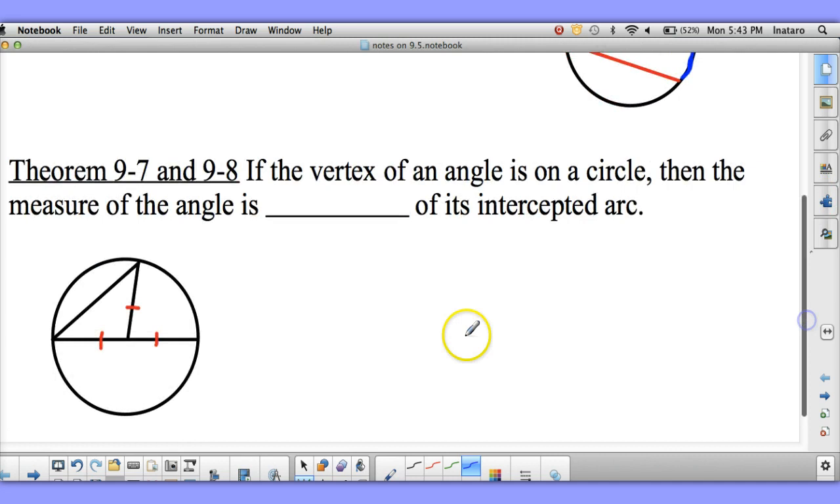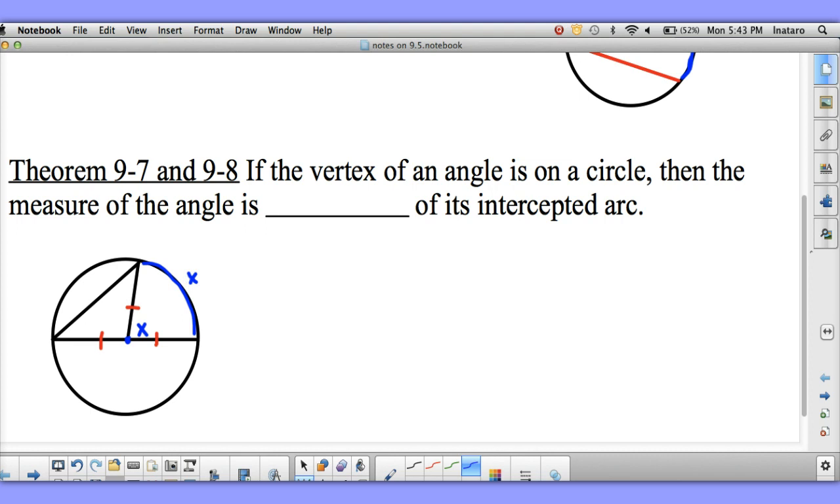Let's find out. Here I have a diagram. I have a diameter and a radius, and notice I've marked my radii to be congruent. Let's say that the measure of this central angle is x. That would mean that the measure of this arc here would also be x.